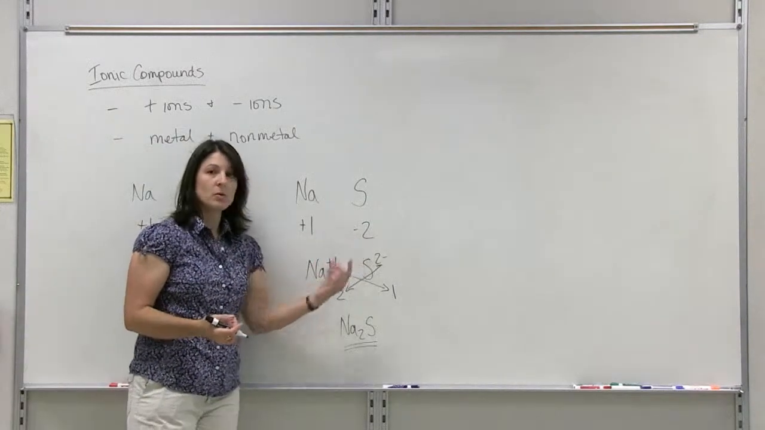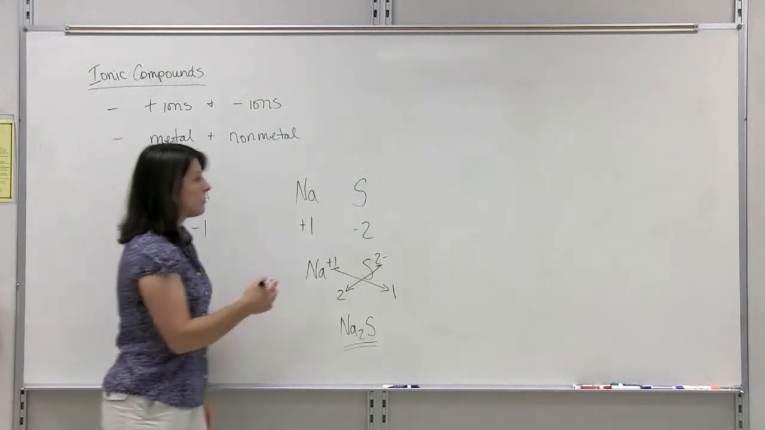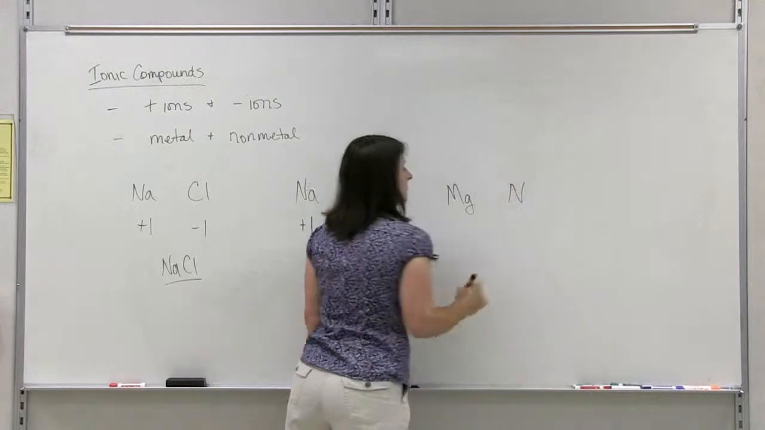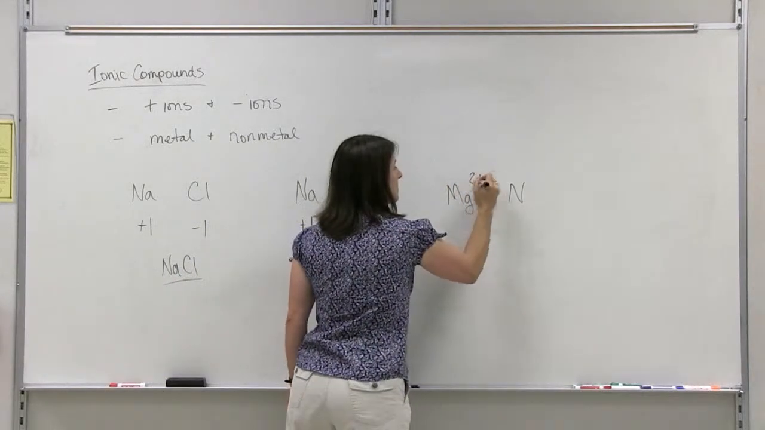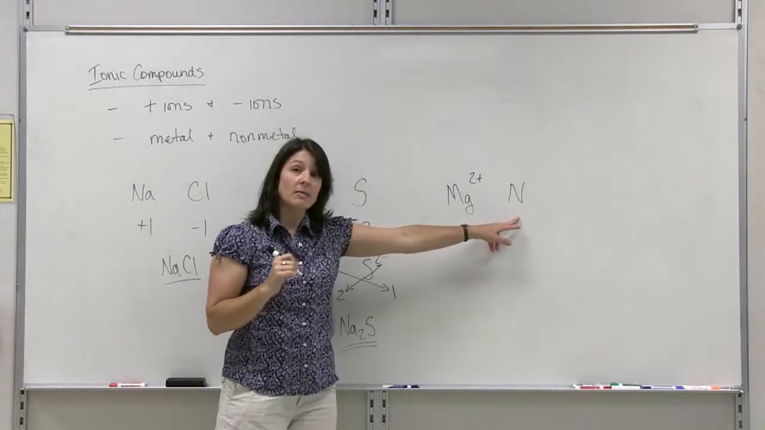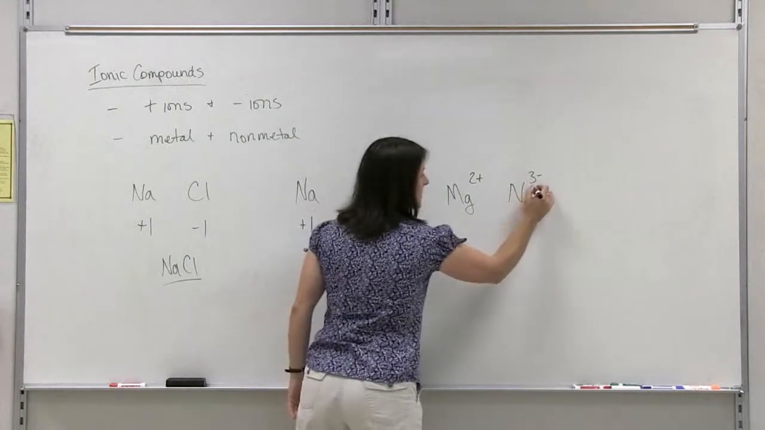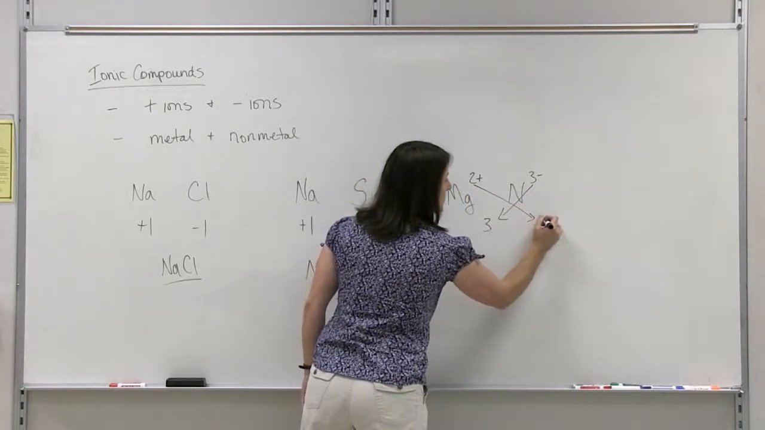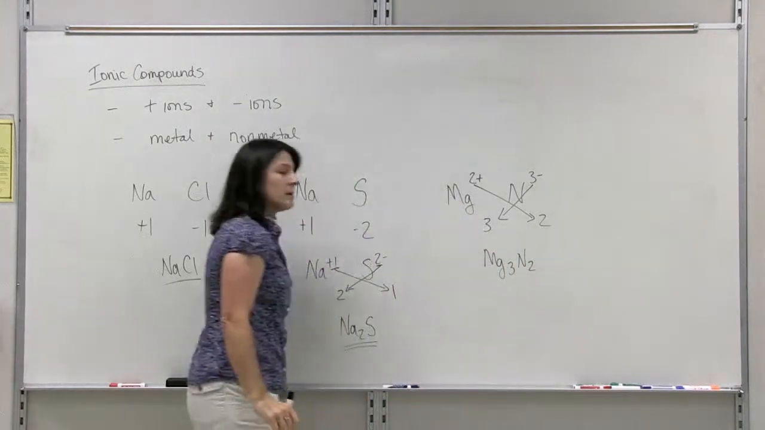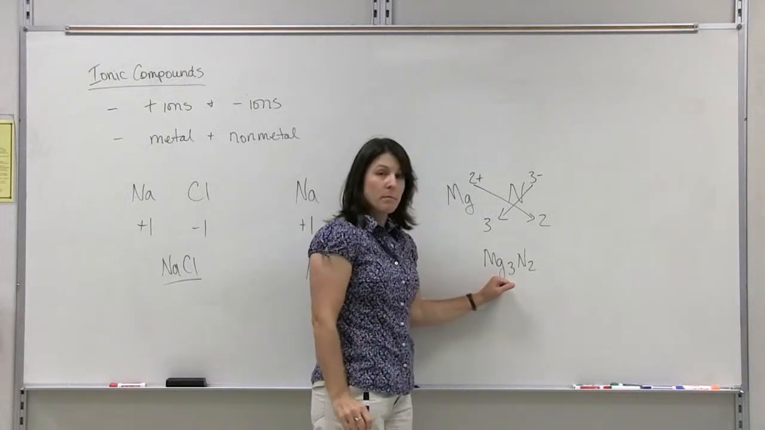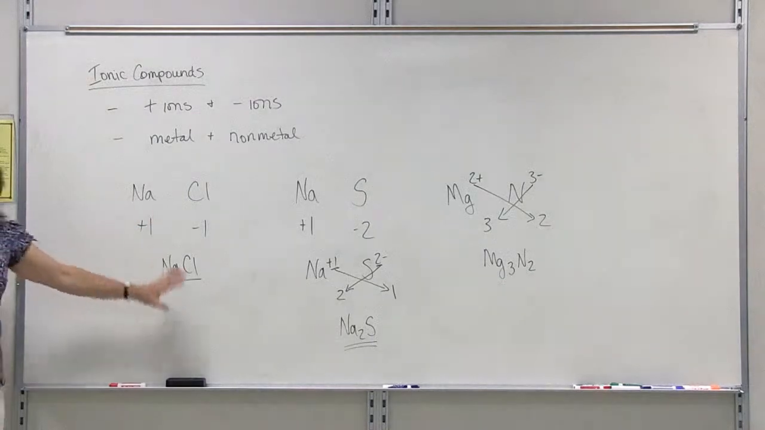So anytime you have two different numbers, you can use the crisscross process to determine what the subscript should be in your formula. Another example, we could put magnesium with nitrogen. Magnesium is in group 2A, so it forms a plus 2 ion. So that's its charge. Nitrogen is in group 5A, so it forms a 3 minus ion. Our numbers are different, so we're going to use the crisscross process. We need 3 magnesiums. We need 2 nitrogens. So your formula will be Mg3N2. Okay? That means we have 3 magnesium ions and 2 nitrogen ions in this compound. So that is how we would determine the formulas for these.